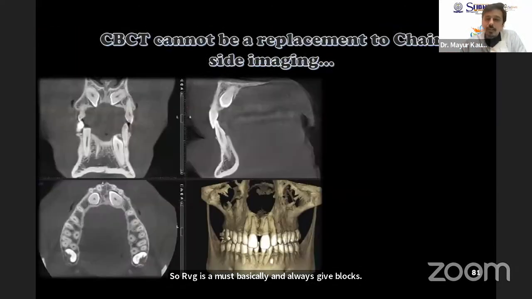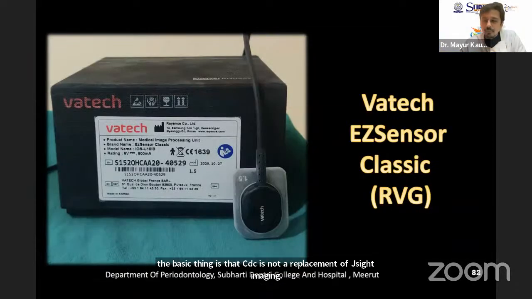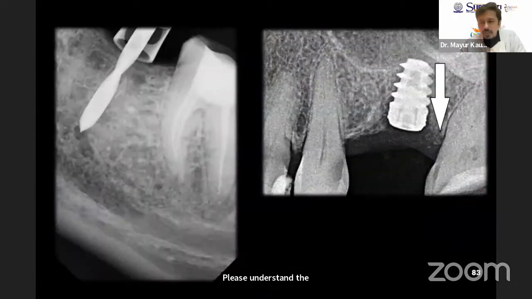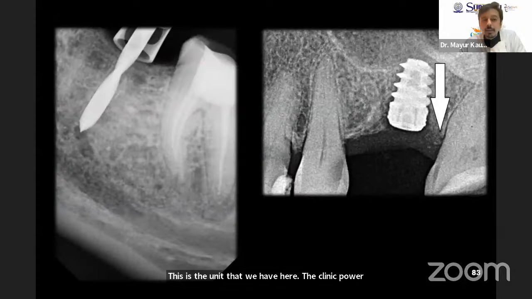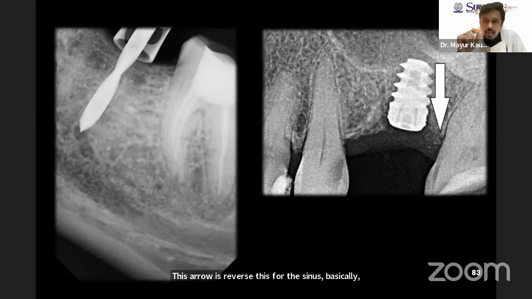So the basic thing is that CBCT is not a replacement of chairside imaging. Please understand. The chairside imaging, that is the radiovisiography, this is the unit that we have here. The clinic part I haven't included because I'm delivering my lecture during duty hours, that is college hours. These images will tell you firstly whether the angulation is correct or not. Secondly, they will tell you how far away from the nerve or any other vital structure you are. This arrow is reverse. This is for the sinus that I wanted to include. So these are the things which will tell you whether you are going accurately or not.